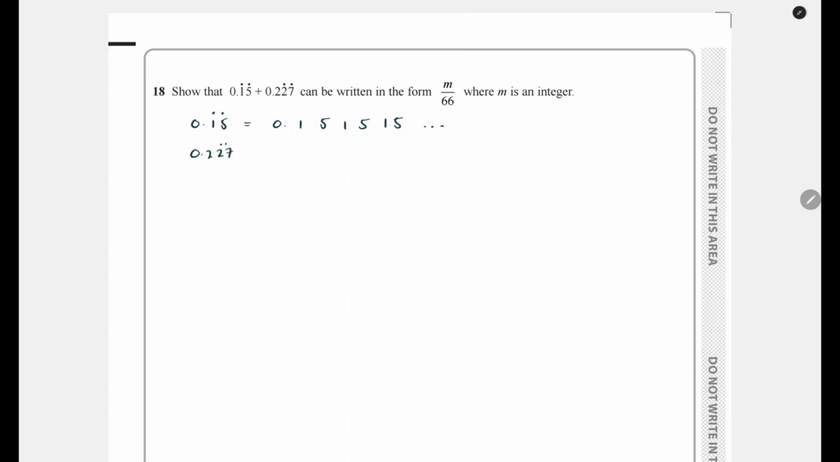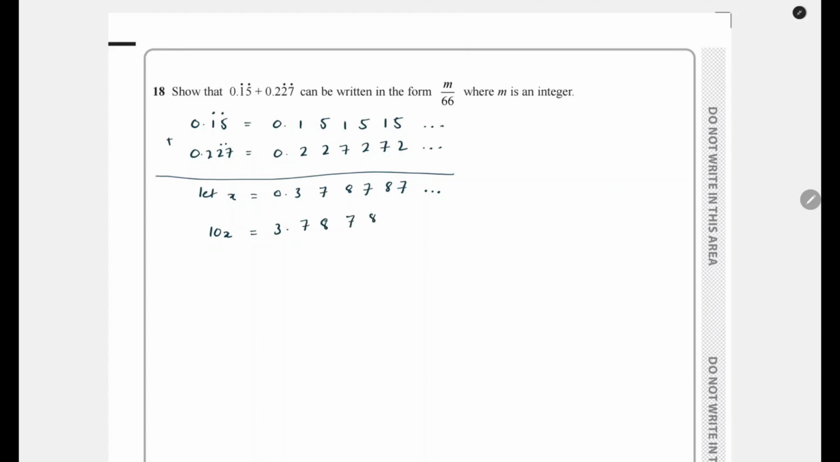0.227 recurring can also be written out as 0.2272727 recurring, etc. So if we add these two decimals together, we get 0.378787 and so on and so forth. We're going to let x be this answer here. So if we do 10x, we get 3.78787 and so on and so forth.